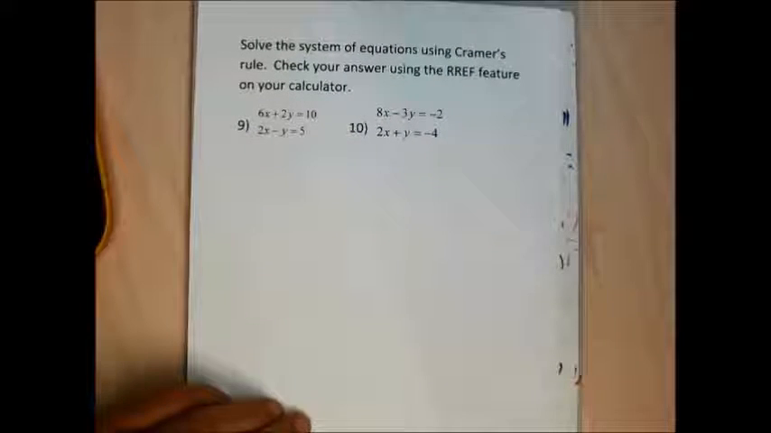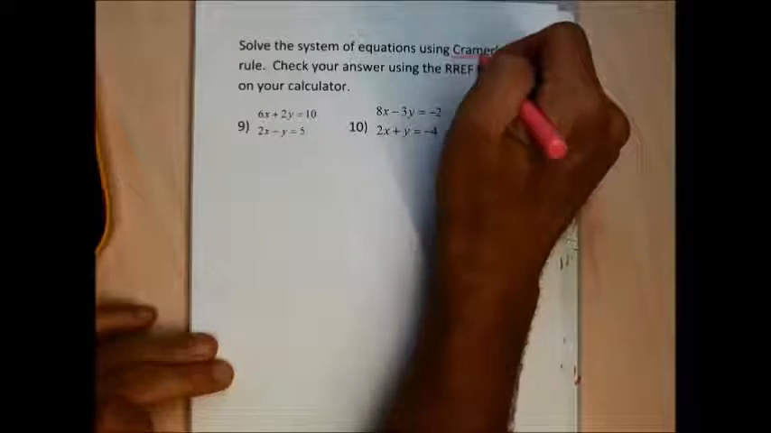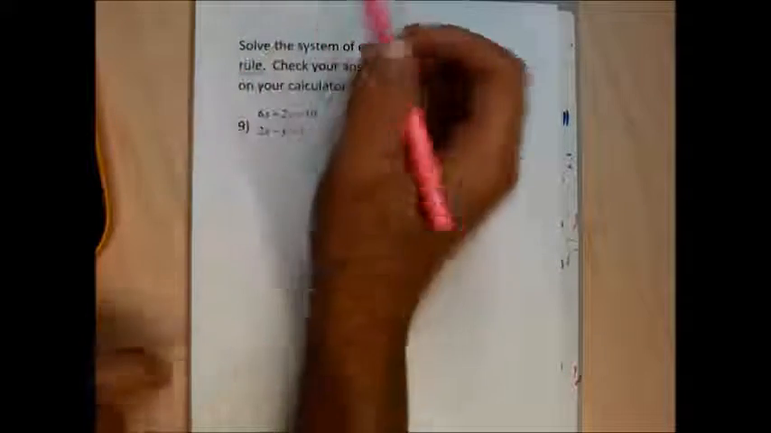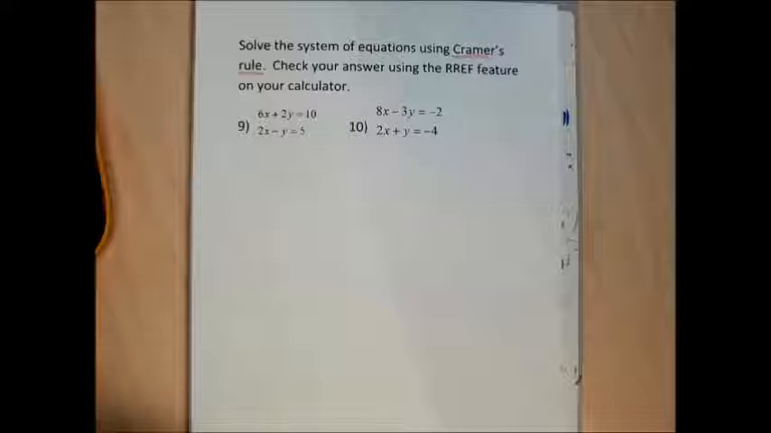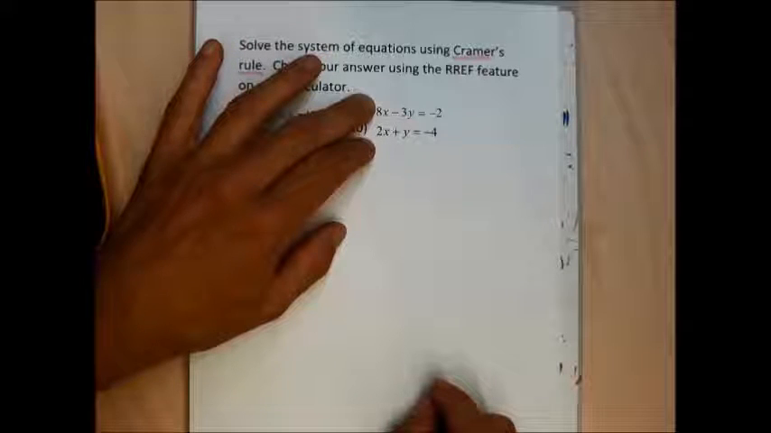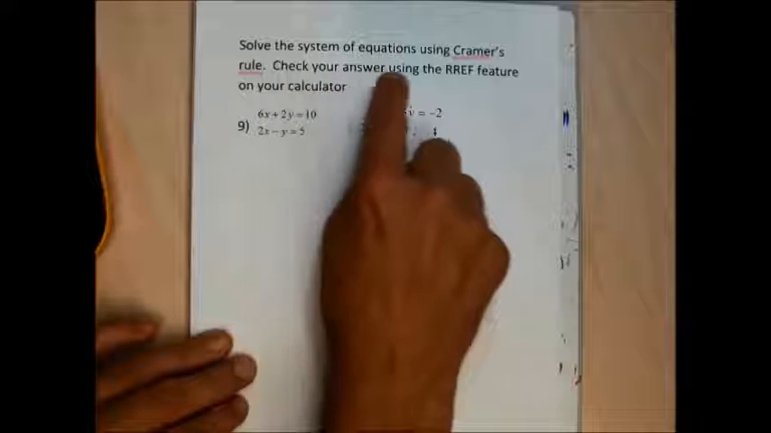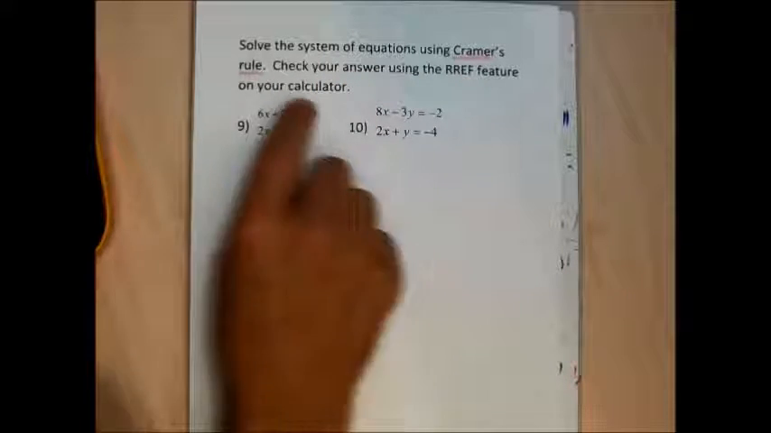The rest of the problems give me systems of equations that I'm going to solve using something called Cramer's Rule. Cramer's Rule is a way to use determinants to solve a system of equations. If I wasn't asked to use Cramer's Rule and I wanted to solve this system of linear equations, I would do RREF. And I suggested this: check your answer by using the RREF feature on your calculator.